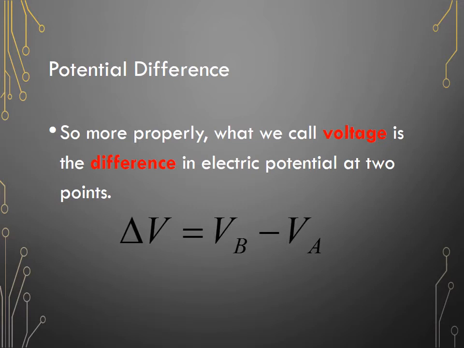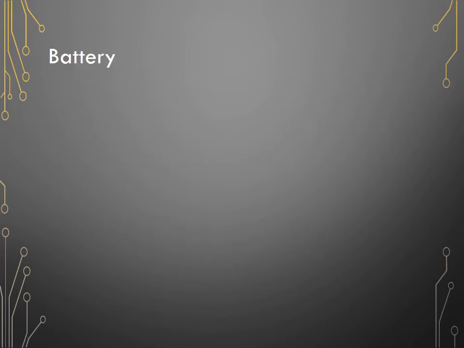All right, and voltage is actually a delta V, which is the electric potential difference between two places. Usually when we're dealing with circuits, we're going to drop the delta and just write V as voltage. But if you continue on in physics, please know that voltage is actually a potential difference. Okay, let's look at batteries.